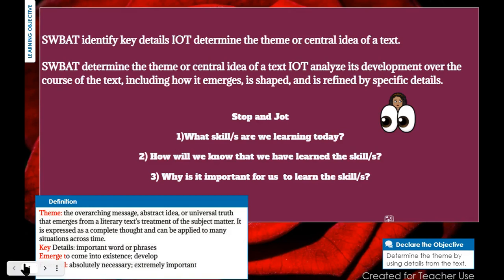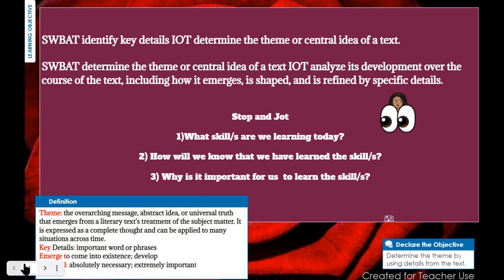The first video talked about finding the central idea. In this video, we're going to focus more on theme, okay? So you guys remember, anytime you see the eyes, you must answer these questions or do the task that is next to the eyes, as well as write down all of your definitions.